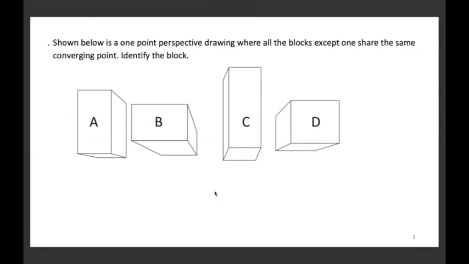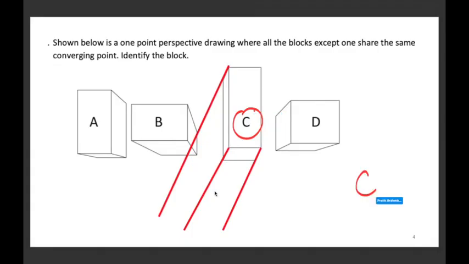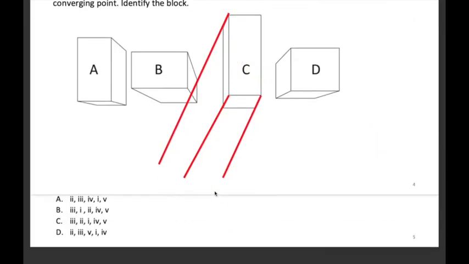Shown below is a one-point perspective drawing where all the blocks except one share the same converging point. You have to identify that one block which does not follow that same one-point converging point, which is a part of one-point perspective. So here it's pretty simple. It is block C, because in the case of C, all the edges are parallel to each other. They do not converge at one point. Okay, we'll move to the next one.